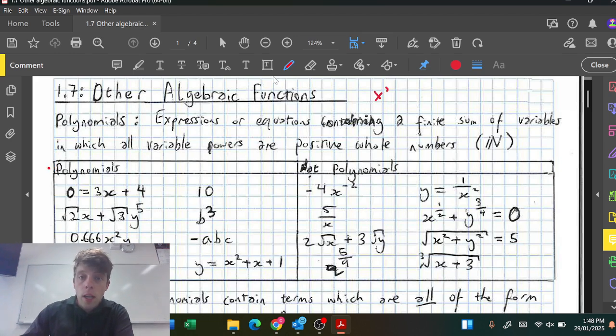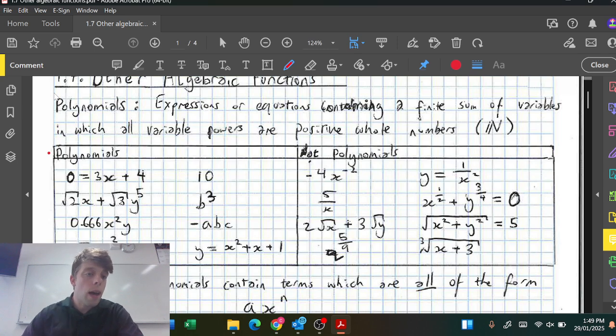If there is no equal sign, it's an expression, and as soon as I add an equal sign, it becomes an equation. Okay, so these are expressions or equations that contain a finite sum of variables in which all of the variable powers are positive whole numbers, also known as natural numbers. With this n here. So as some examples, we can see we have here a polynomial equation of degree 1.